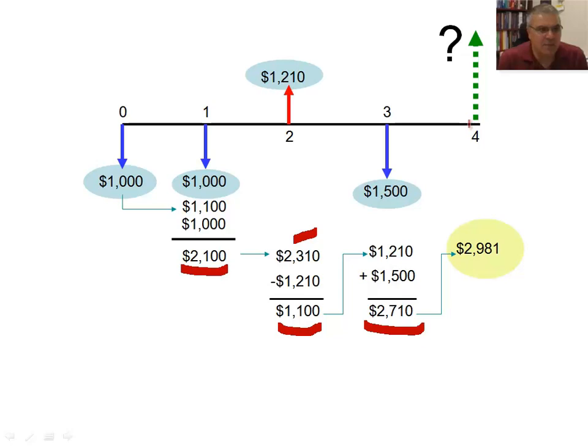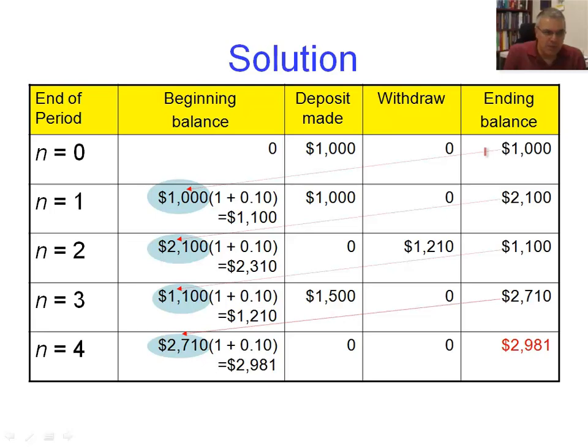At the end of the 4th year, assuming the interest rate that's given in the problem, the balance would be $2,981. And the solution is also demonstrated here in the form of a table, again, pretty much illustrating the same concept that I just went over. That brings me to the end of this topic.